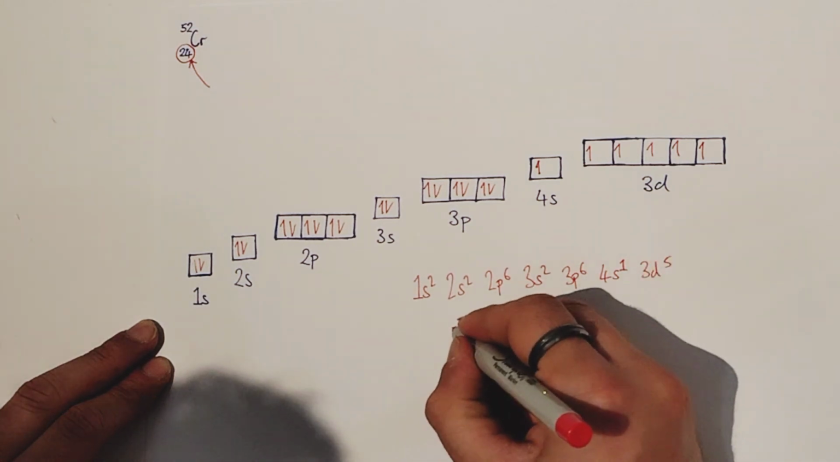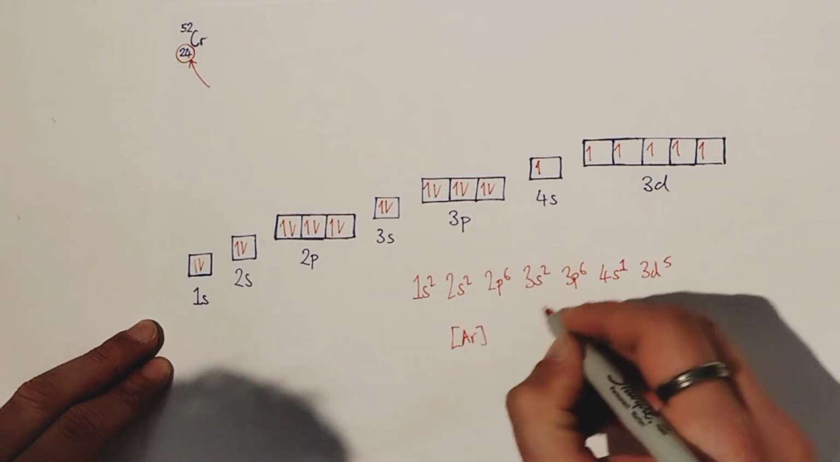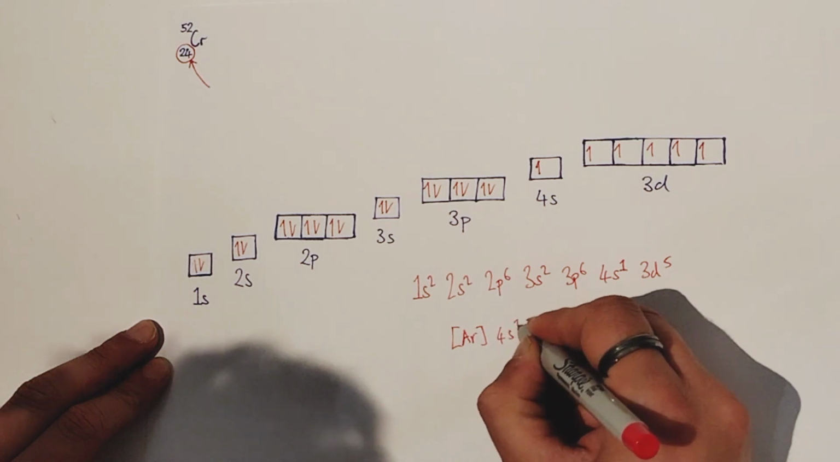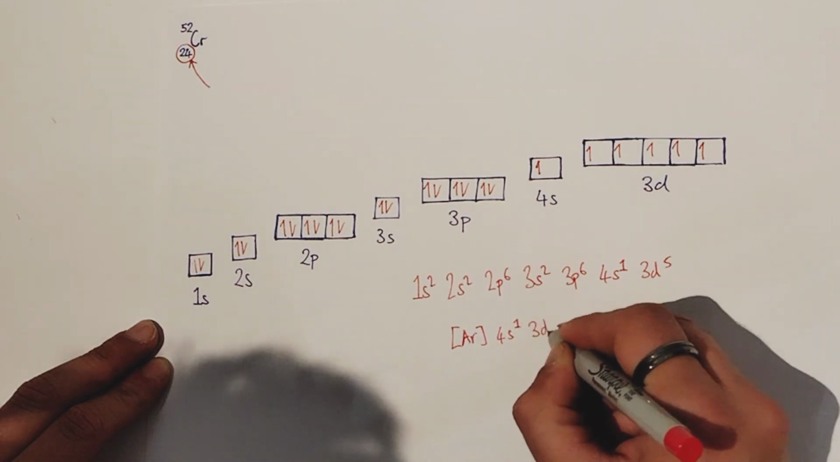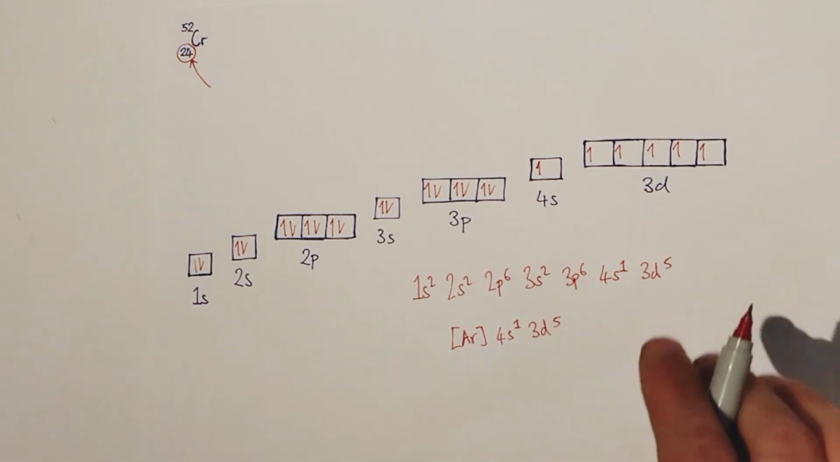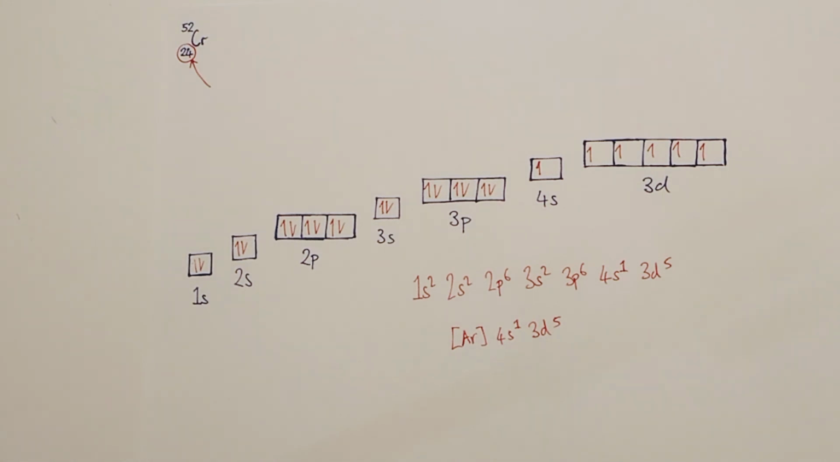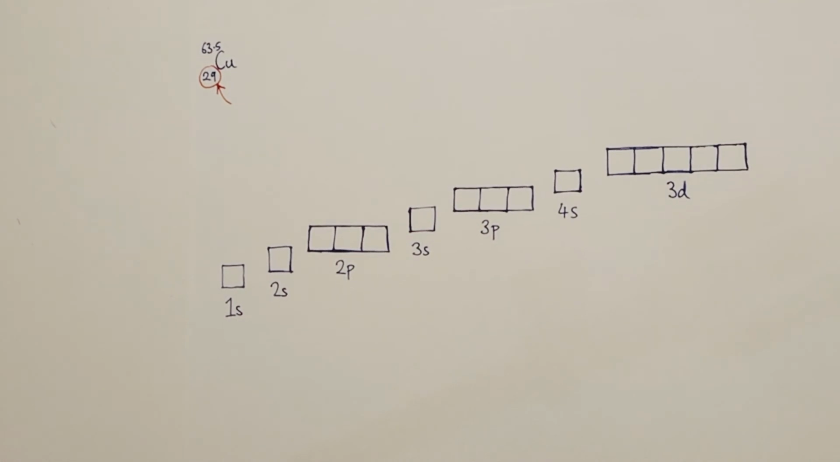Again, we could use the argon as well. Ar, then 4s1, 3d5. Half filled d sublevel, clearly present throughout. Copper follows a similar sort of pattern or trend to chromium in this case.